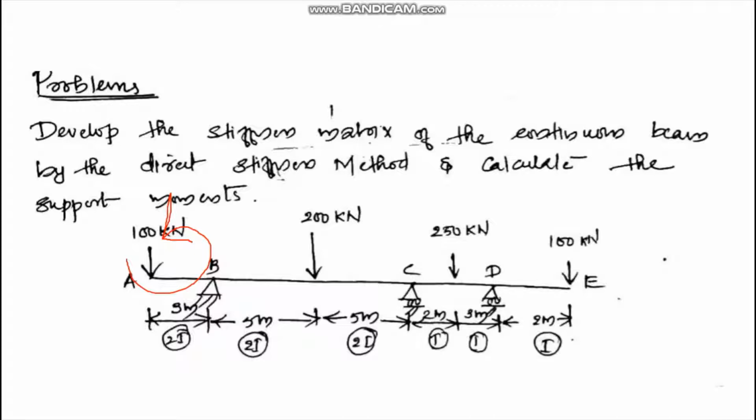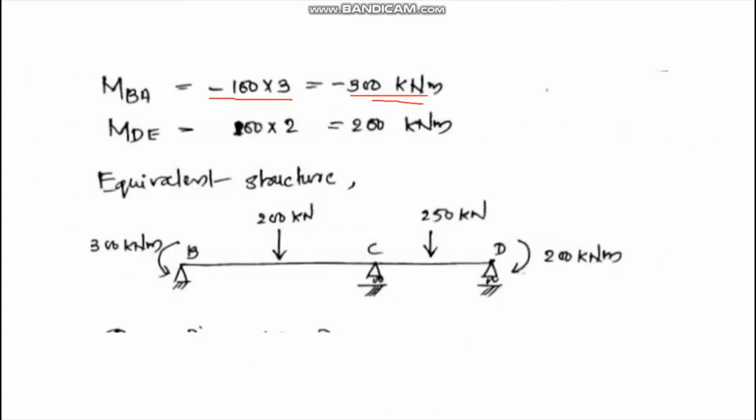And MDE is in the clockwise direction. So the moment here is 100 into 2, that is 200 kilonewton meter. The equivalent structure is drawn by showing the moments.